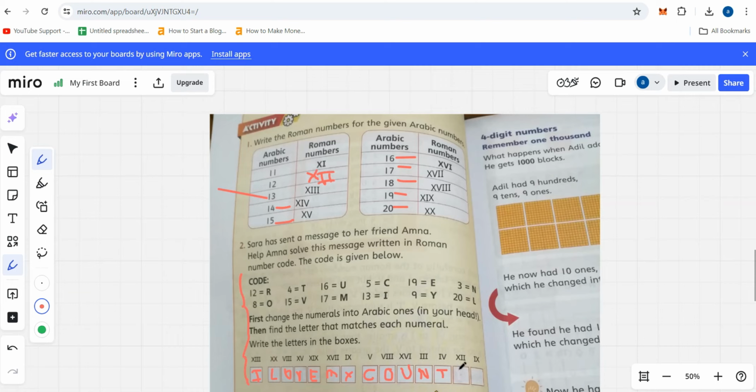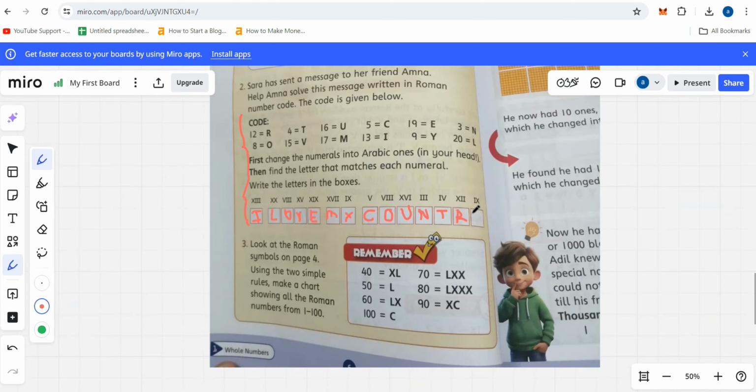In XII, X means 10, and II means 2. Therefore, it becomes 12, and the letter is R. IX means 9, and the letter is Y. This makes I love my country.